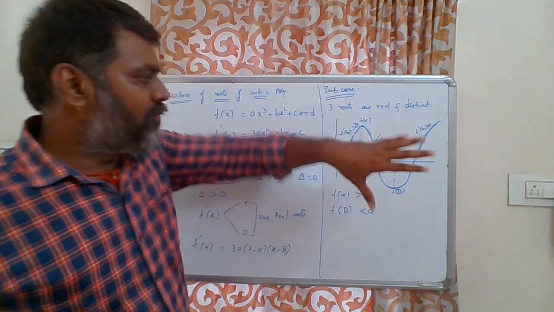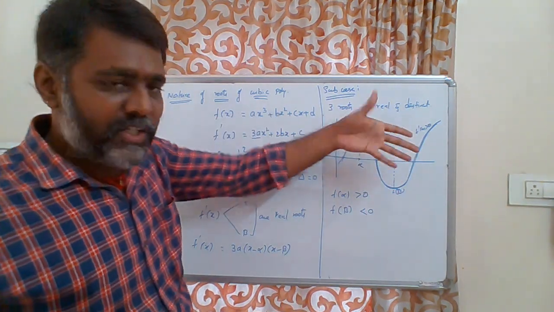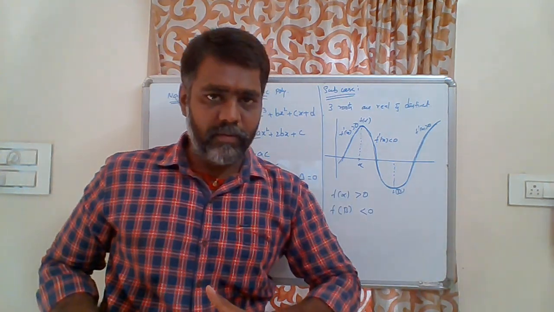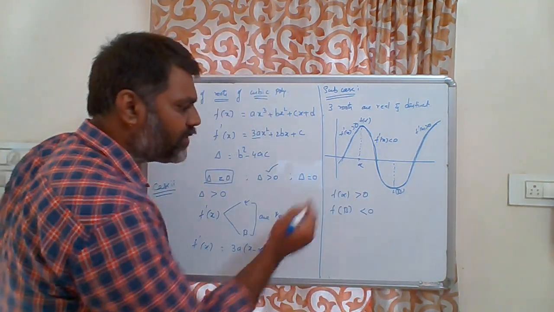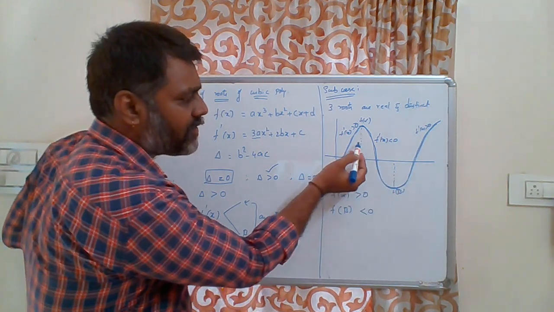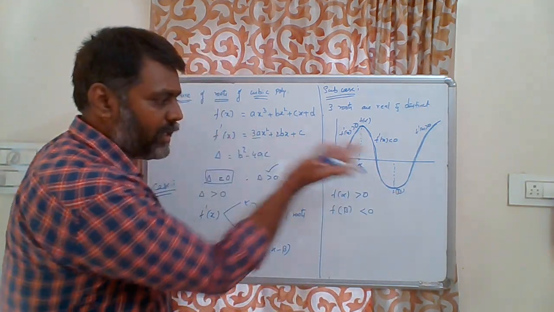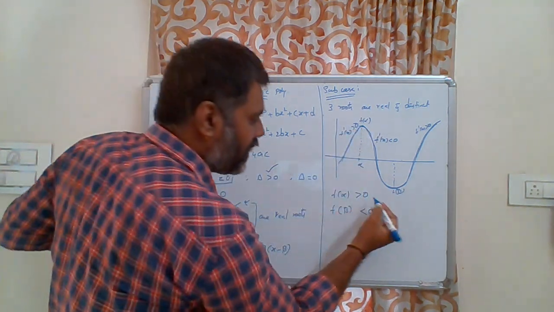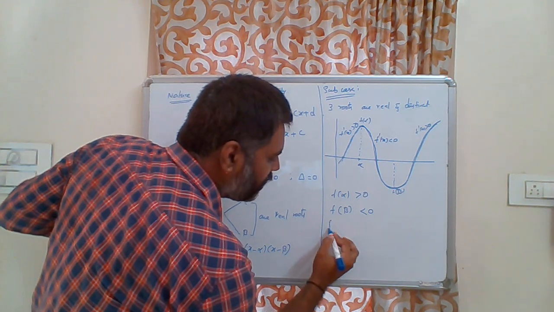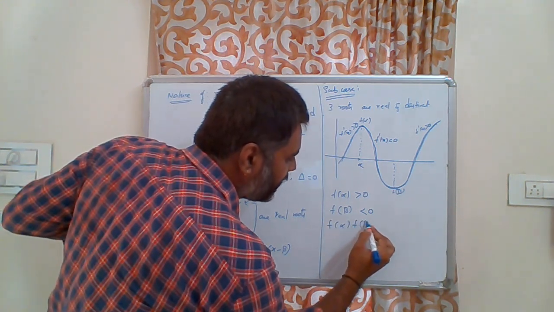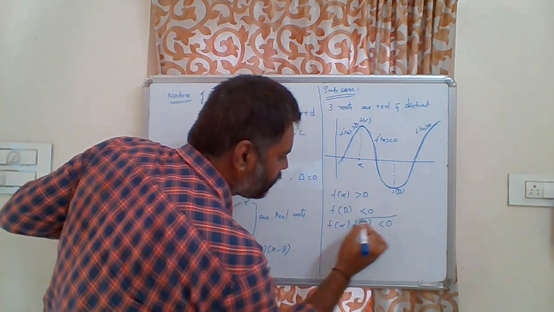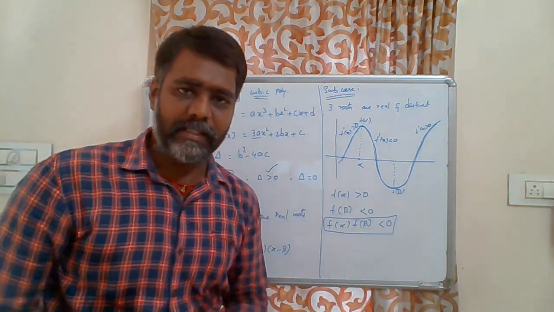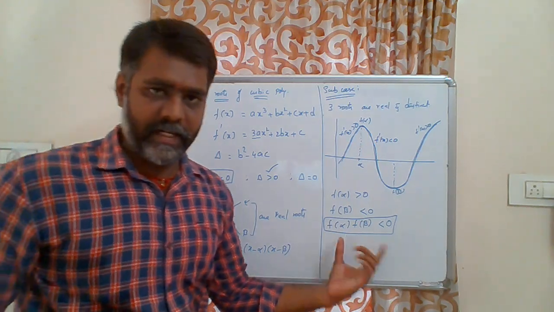Why? Because if you take the reflection of this graph, again one will be positive and one will be negative. It's compulsory. In this case f of alpha is positive and f of beta is negative. In the reflection, f of beta is positive and f of alpha is negative. What about the product of these two, f of alpha into f of beta? It must be less than 0. Plus into minus is minus. So this is the second condition.